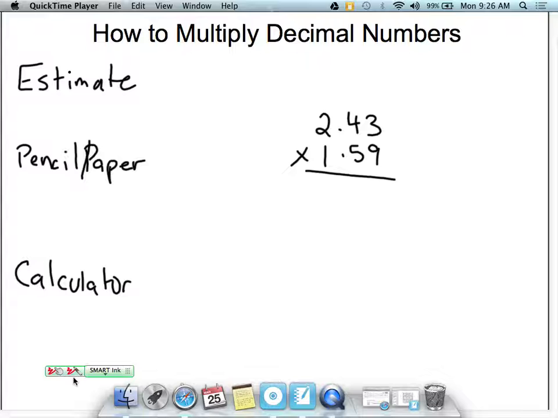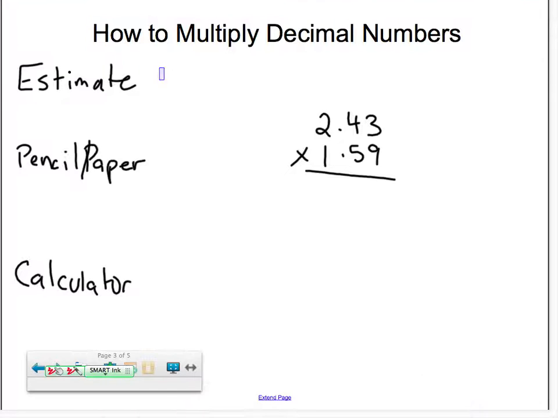Hannah. 2. And why, Hannah? Why does it round to 2? Because it's below 5. Yes, she's looking at the hundredths digit and it's a 3, so it rounds down to a 2. And I'm going to multiply that by what?